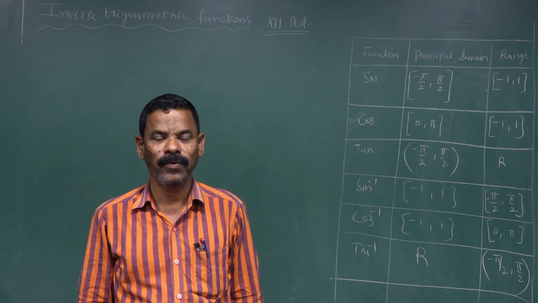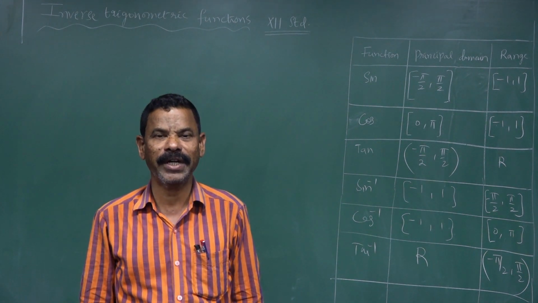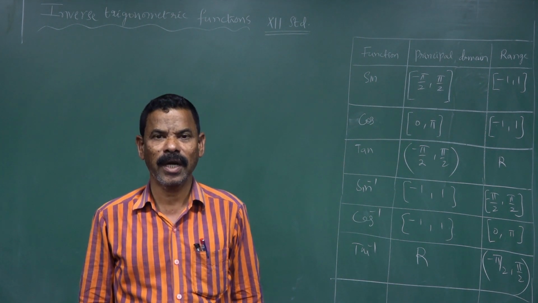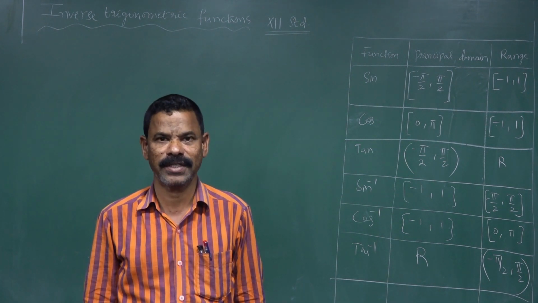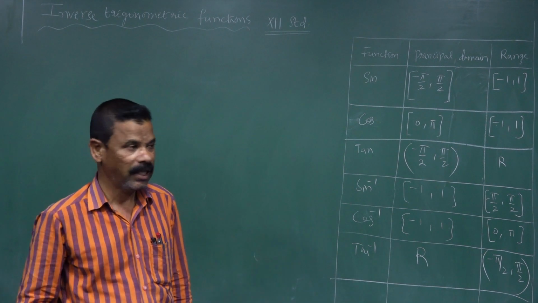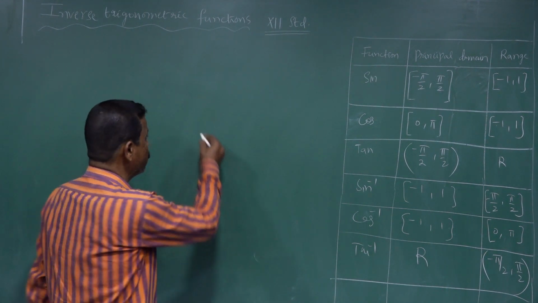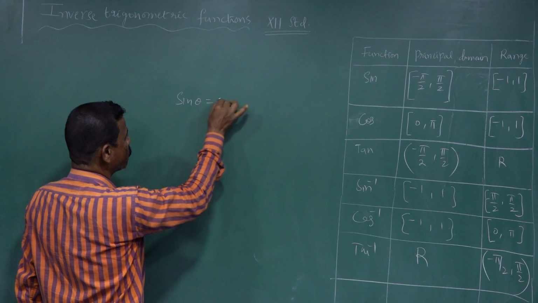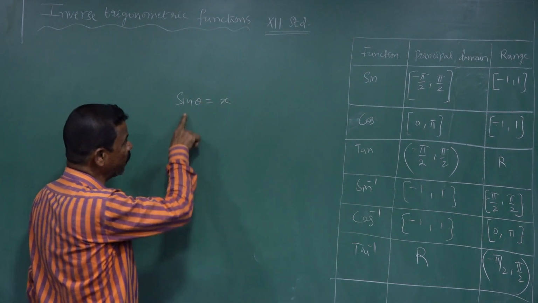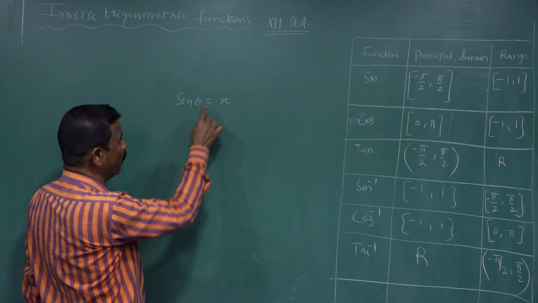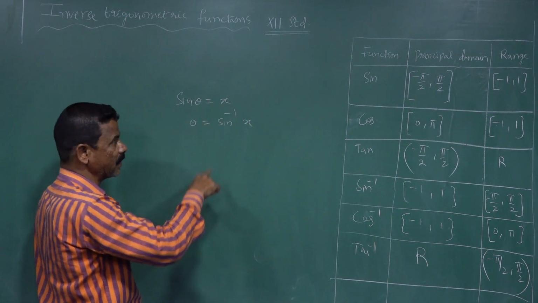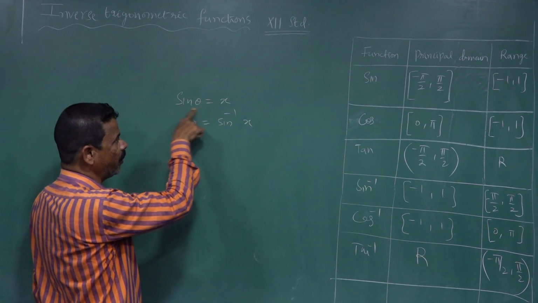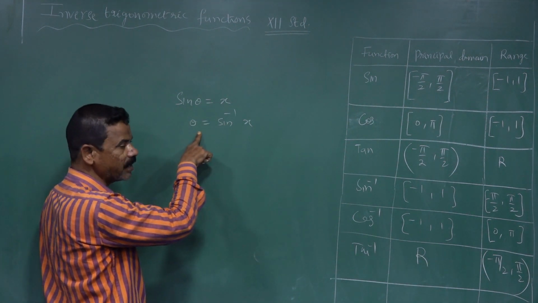Now, we discuss about inverse trigonometric functions. Previously, we discussed about trigonometric functions. Now, it is the inverse trigonometric functions. Sin theta is equal to, suppose, x. This is the trigonometric function. Theta is equal to sin inverse x. This is the inverse trigonometric function.